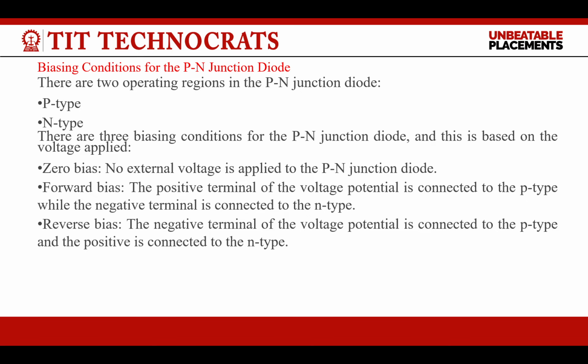Now we can start the biasing conditions for the p-n junction diode. There are two operating regions in the p-n junction diode, that is p-type and n-type, with three biasing conditions. The first one is zero bias, where no external voltage is applied to the p-n junction diode. The second one is forward bias, which is defined as the positive terminal of the voltage potential connected to the p-type, while the negative terminal is connected to the n-type. And the third one is reverse bias. The negative terminal of the voltage potential is connected to the p-type and the positive is connected to the n-type.